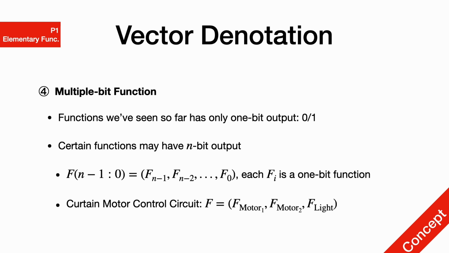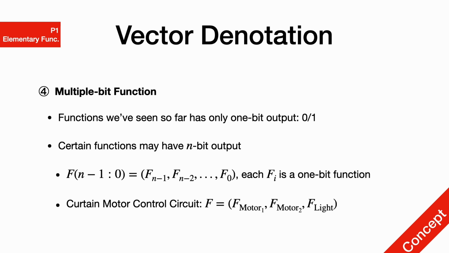What you can do instead is group them up into a single wire and denote them using a vector. For example, in this example, we have declared a vector f. The vector f has values from n-1 all the way to 0. The colon over here essentially means from a certain value all the way to a certain value. So you can see over here, this is equivalent to f n-1, n-2, all the way to f0. Each of the f sub i is essentially a 1-bit output function.